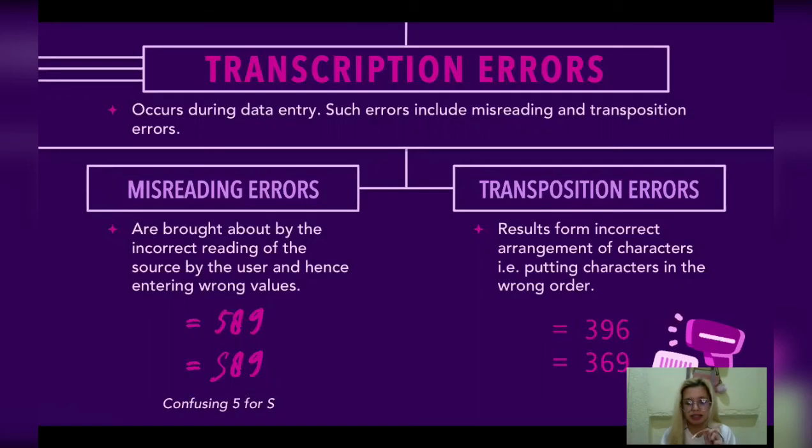Okay, so the next one is the transposition errors. Results from incorrect arrangement of characters, example, putting characters in the wrong order. Okay, for example, the user might enter 396 instead of 369. These errors may be avoided by using modern capture devices such as barcode readers, digital cameras, and etc., which enter data with the minimum user intervention.